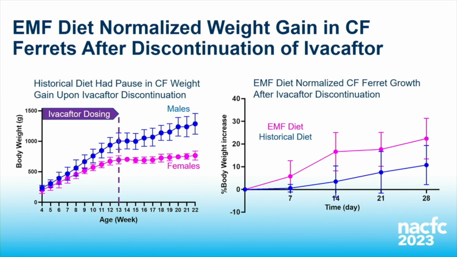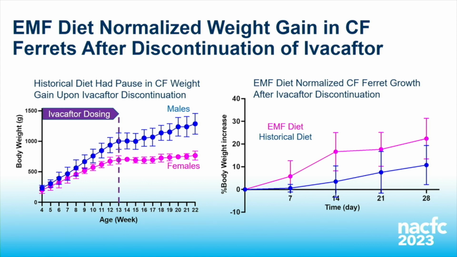And that's shown on the left-hand panel, where you go for multiple weeks where they don't gain any weight. And again, in the EMF diet shown on the right, it's now percent weight increase instead of overall weight. But the EMF diet across males and females was just spectacular. They didn't even slow down. They just kept on growing. So both when nursing, when weaned, and after removing ivacaftor, the EMF diet basically made the CF overall weight gain and size defects basically disappear.